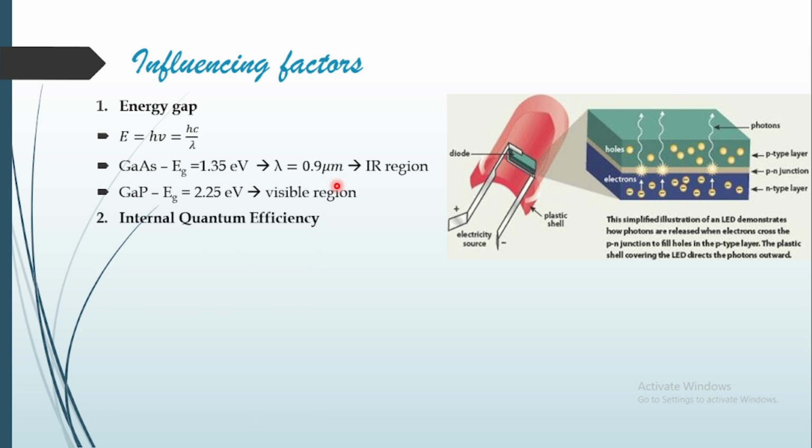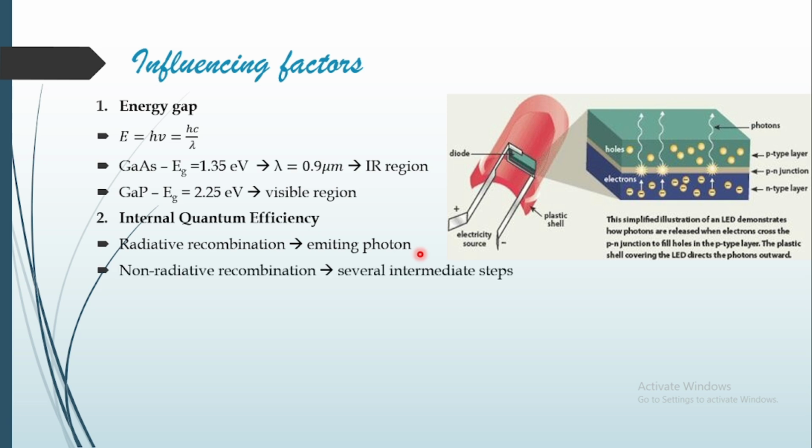Moving to the second factor, that is internal quantum efficiency. Here, an electron and hole pair may recombine in two ways. One is radiative recombination and the other is non-radiative. Radiative recombination means that in this recombination process there is an emission of a photon, whereas in a non-radiative recombination, there are several intermediate steps where the energy is lost in the form of heat. So we can't expect the emission of photons.